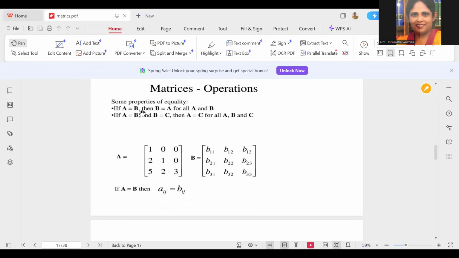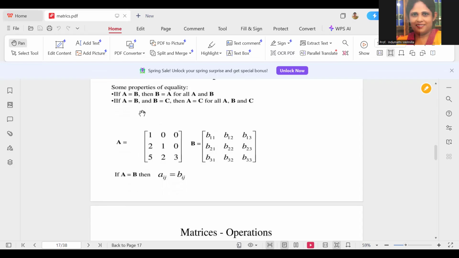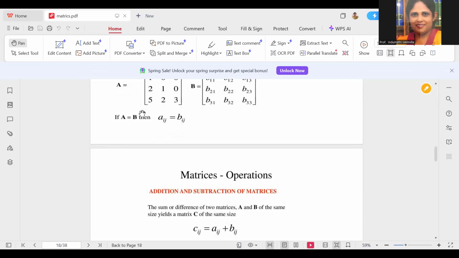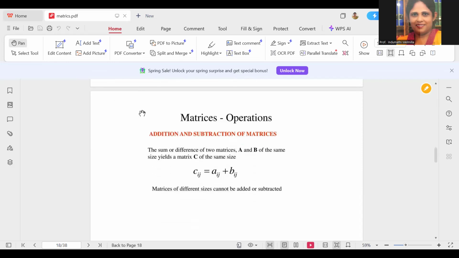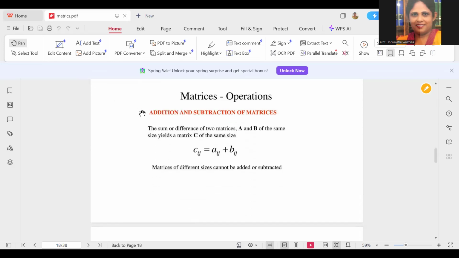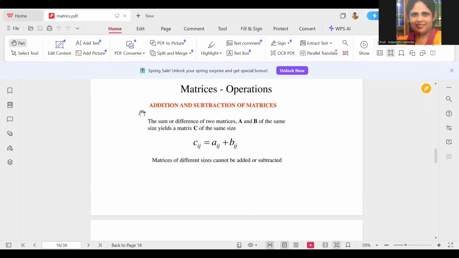If we have three matrices, like A equals B and B equals C, then A should be equal to C, and also all three A, B, C are equal. Right? So I think you can understand what I mean here. Next one is matrix operations, right? You have to know the basic matrix operations under this topic also.